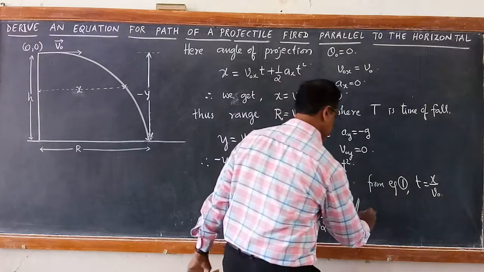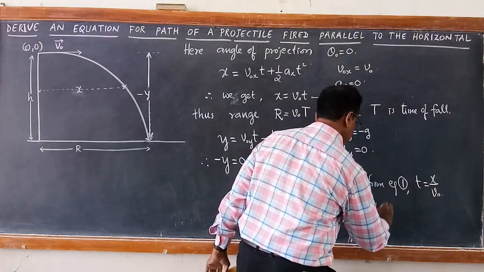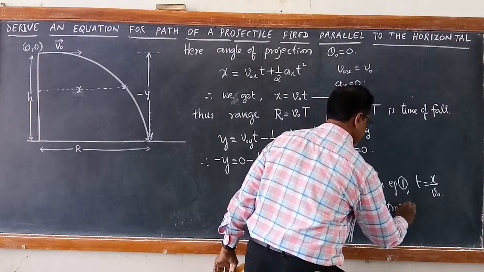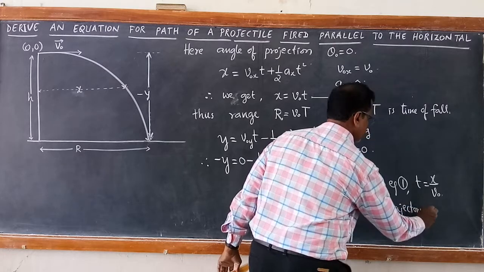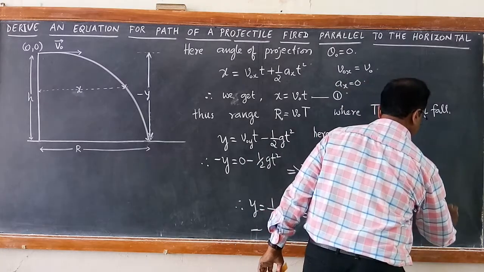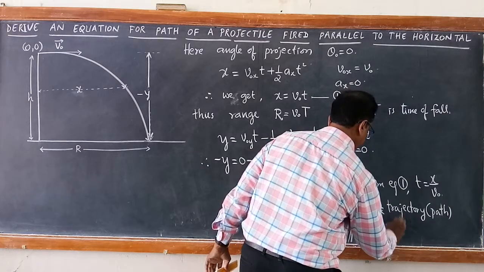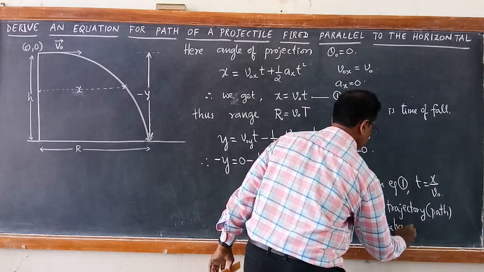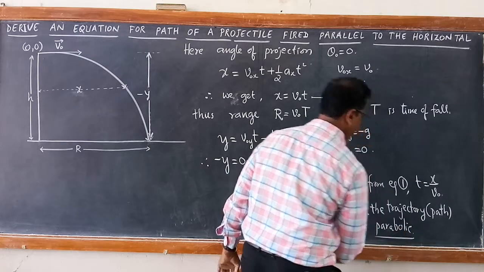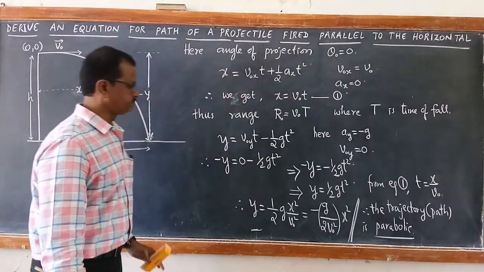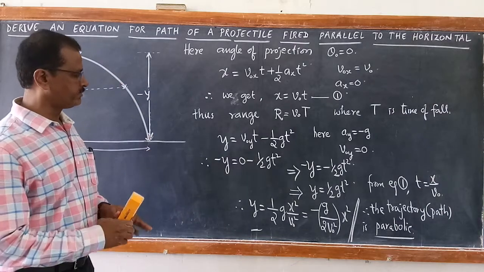Therefore, the trajectory or path traversed is a parabola, or you can say a parabolic trajectory. So this is how we can get the equations.